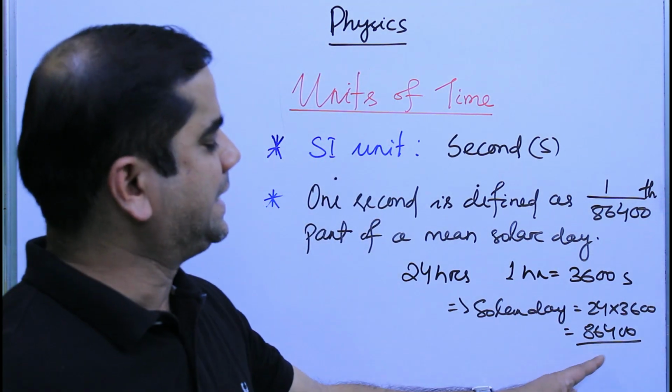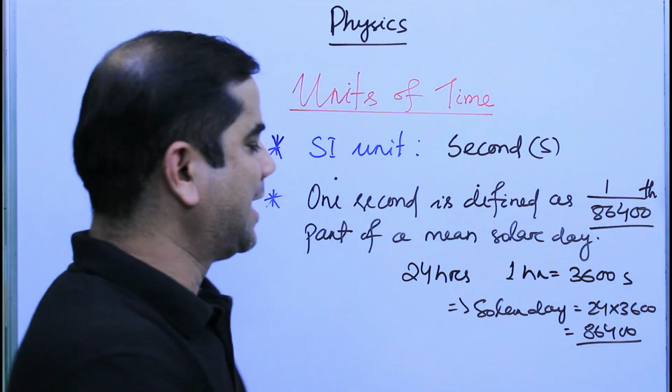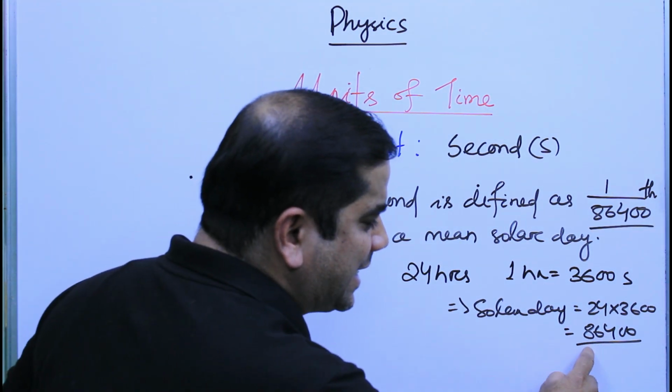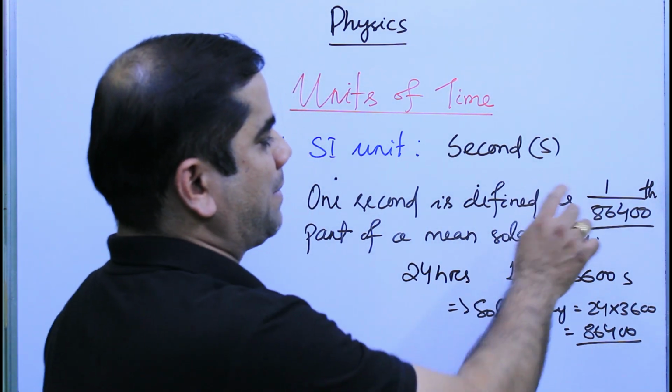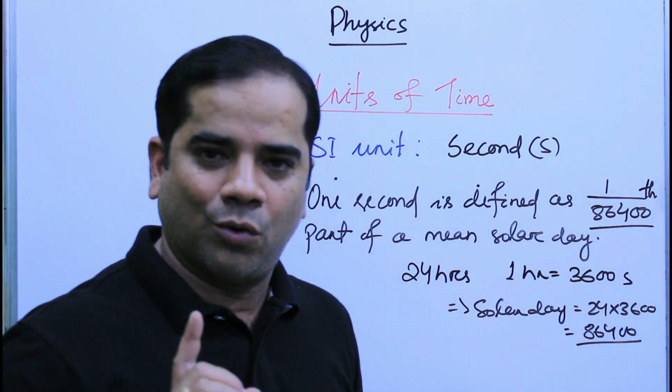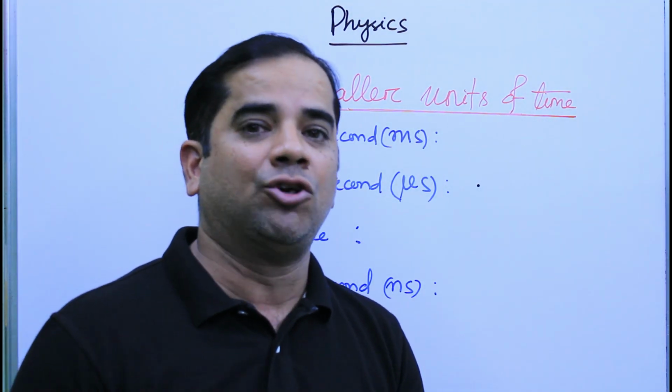So 86,400 seconds is one solar day. That means 1 second is 1 of 86,400 seconds. So it is 1 by 86,400 seconds. Okay? Hope you understand. Students, let us now discuss some smaller units of time.